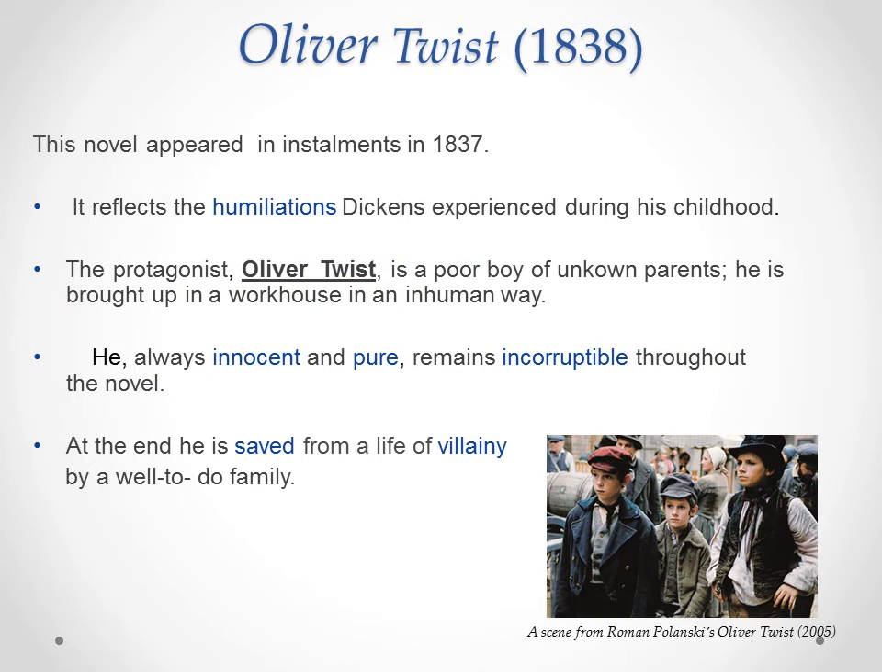Oliver Twist. This novel appeared in installments in 1837. It reflects the humiliations Dickens experienced during his childhood. The protagonist, Oliver Twist, is a poor boy of unknown parents. He is brought up in a workhouse in an inhuman way. He, always innocent and pure, remains incorruptible throughout the novel. At the end, he is saved from a life of villainy by a well-to-do family.